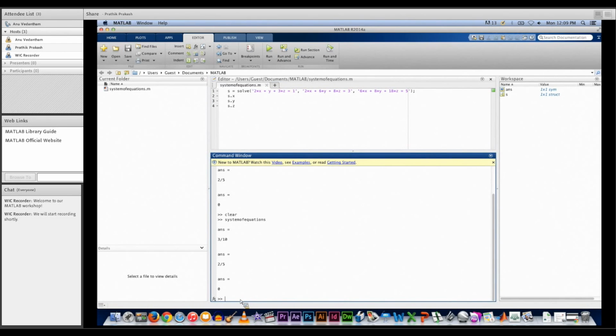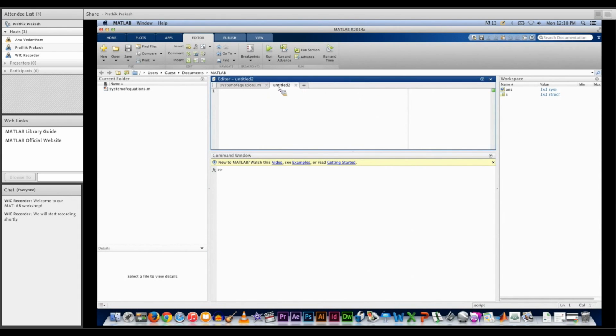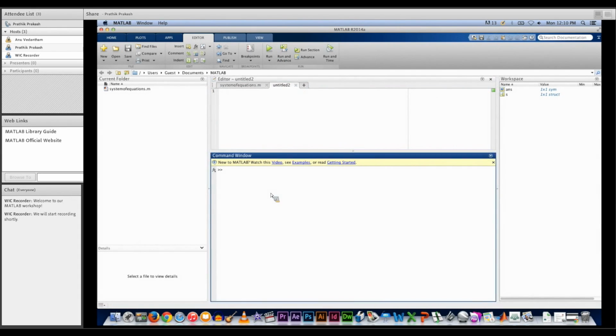So that is about equations. Now let's move on to differential equations. Let's open another tab in the editor window. I'll try to write most of my code on the command window. It's just copy pasting the same code onto the editor window and clicking the run button.